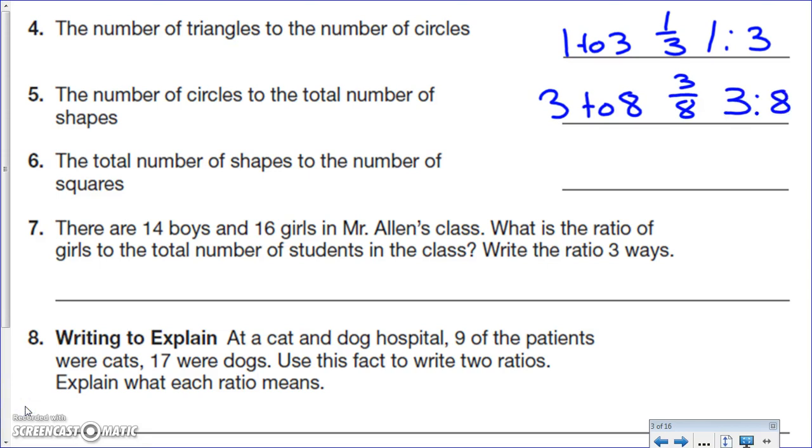For 6, we have the total number of shapes to the number of squares. So in this case, we know we have 8 shapes to 4 squares. However, we know that ratios, just like fractions, need to be simplified. So in this case, we can divide both sides of the ratio by 4, so our actual ratio ends up being 2 to 1.